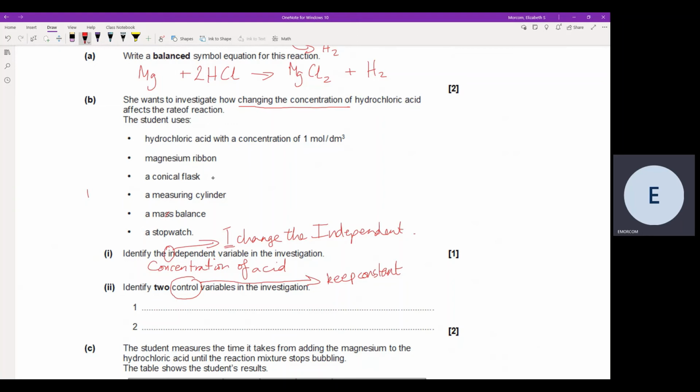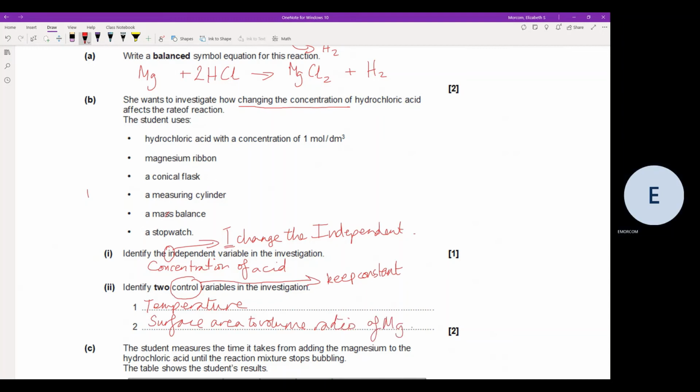So it could be temperature, okay? We do not want the temperature to affect the rate of reaction. We are reacting a solid with a solution. We know that another thing that can affect the rate of reaction if you've got solids is the surface area to volume ratio. So we want to make sure that we keep the surface area to volume ratio of the magnesium the same as well.